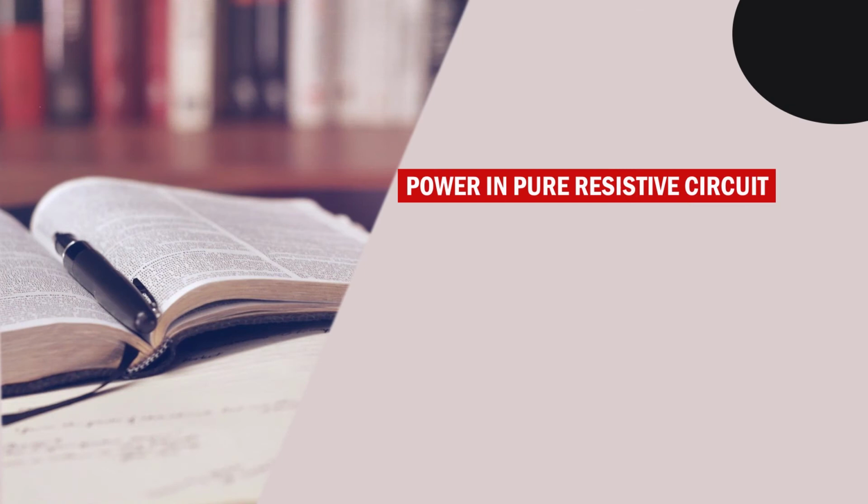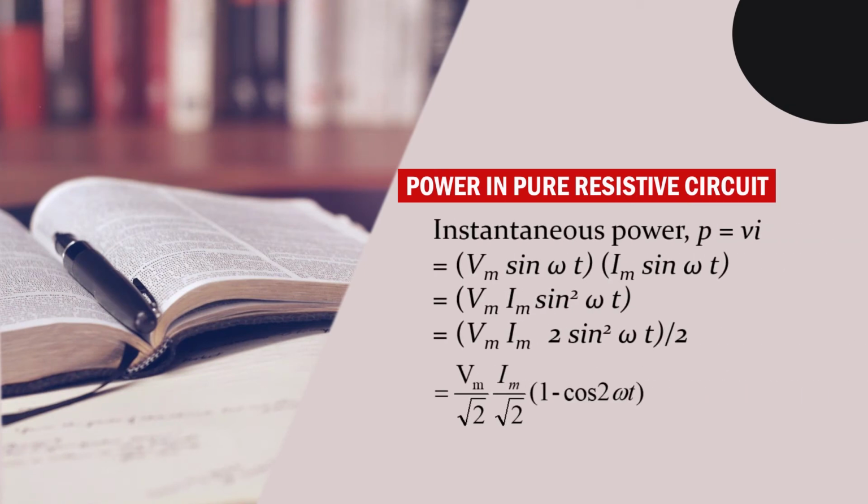Now we have to understand the power in a pure resistive circuit. The instantaneous power p can be written as V into I. V can be written as Vm sin ωt and I can be written as Im sin ωt. Then the product can be written as Vm Im upon 2 into 2 sin²ωt, because we are multiplying by 2 in numerator and denominator. And this can also be written as Vm upon √2 into Im upon √2 into 2 sin²ωt.